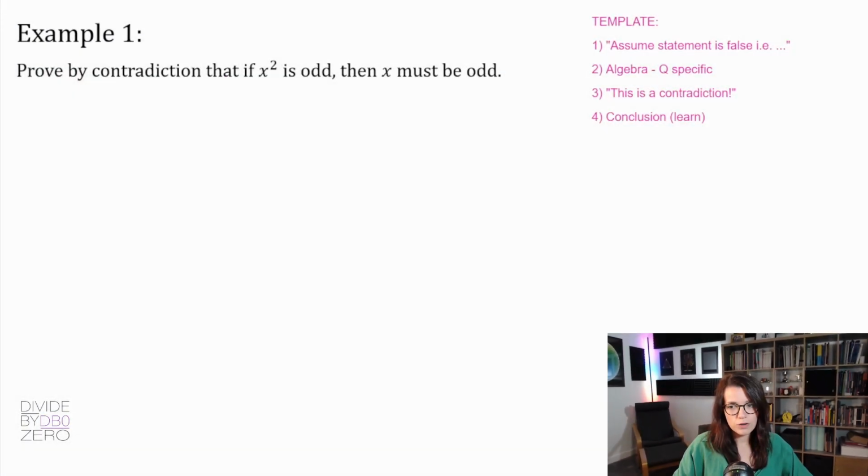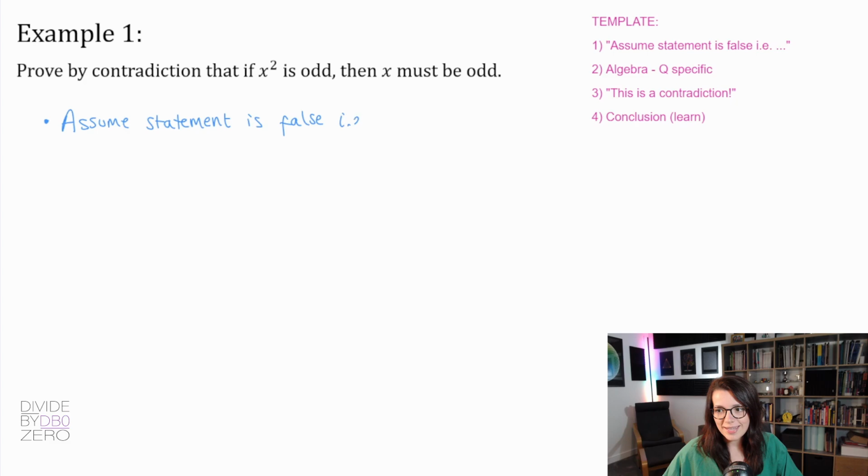Example 1. Prove by contradiction that if x squared is odd, then x must be odd. I've put my template on the side here, so there are 4 steps in the template. Step 1 is to always start by saying assume the statement is false, and then i.e., and this will be question specific, but in this case we could say something like i.e., if x squared is odd, there exists an x that is even. That's step 1 complete.